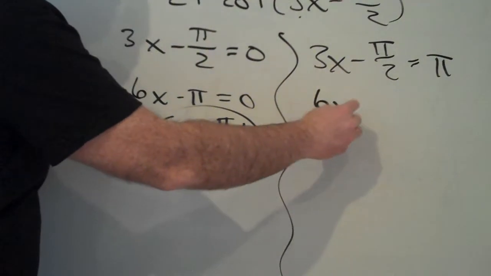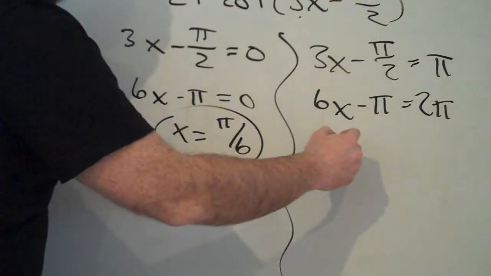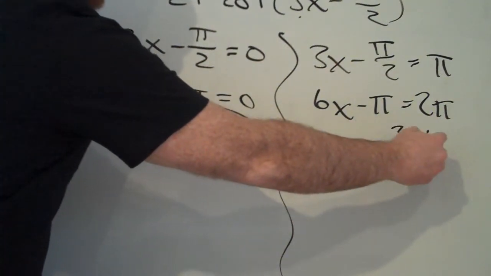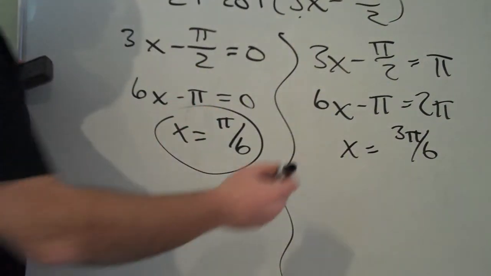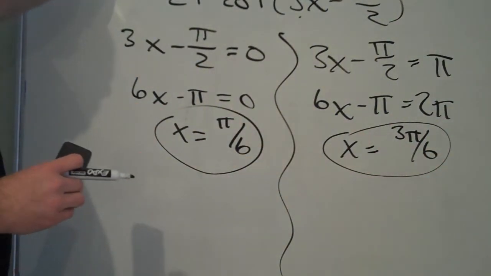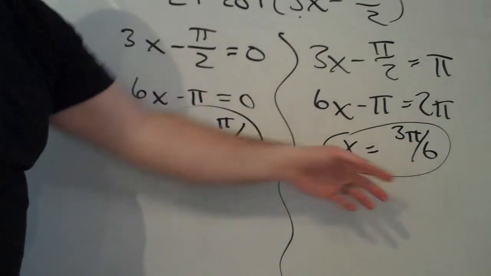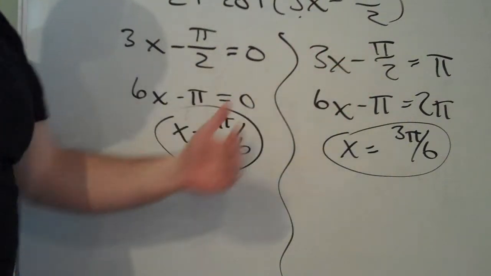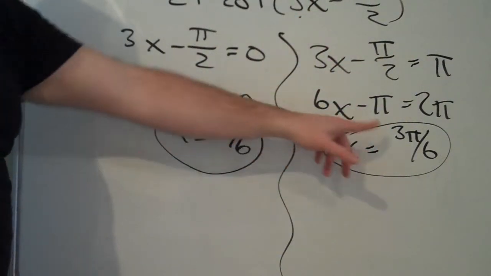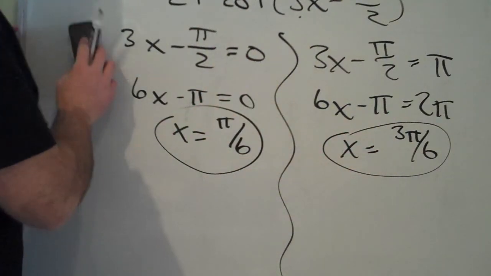Multiply everything by 2, 6x minus pi equals 2 pi. Add pi, divide by 6, you're going to get 3 pi over 6. Now, 3 pi over 6 is pi over 2, and you can write pi over 2, but I think in this case it makes sense to leave it as sixths, so that when we scale our graph, we know we're going to scale this by sixths. Because if you go from pi over 6 to pi over 2, not having a common denominator there will complicate things for us a little bit.